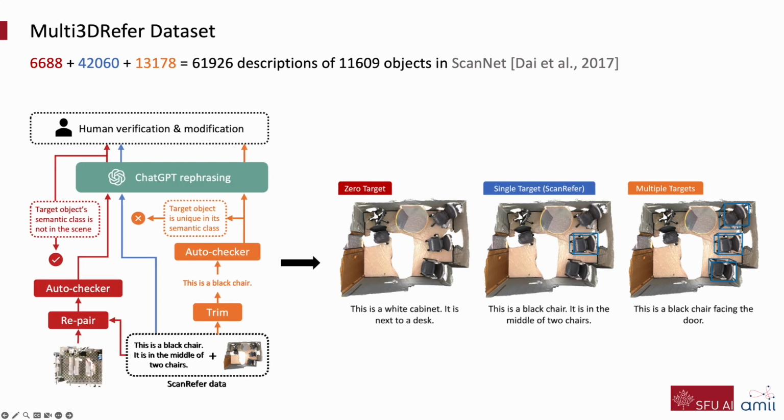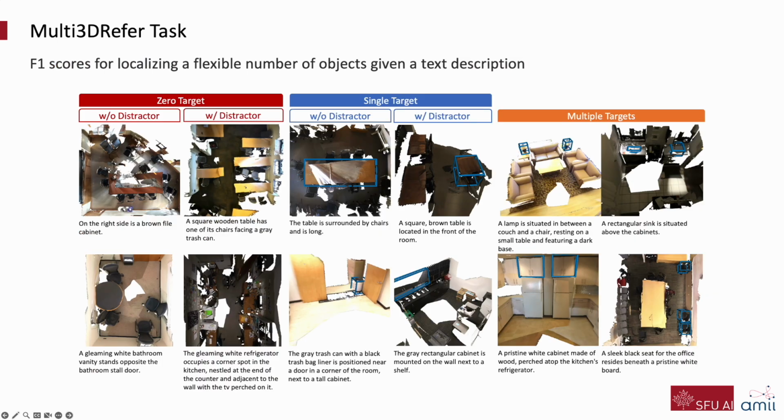Finally, to get higher quality and more diverse data, all three types of data are sent to ChatGPT for sentence rephrasing, followed by human verification and modification. With this dataset, we introduce a new evaluation metric for studying the Multi3DRefer task by evaluating models under 5 separate scenarios, where a distractor is defined as an object having the same semantic label as the target object, even though the description ultimately does not apply to it.